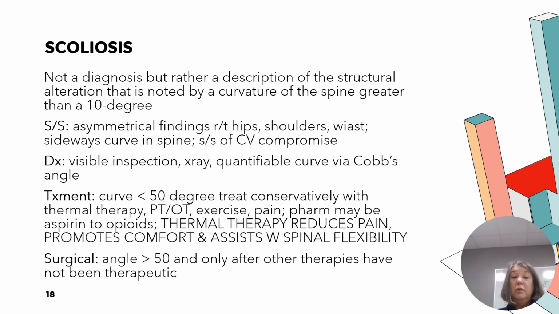So treatment for scoliosis in the adult population, if a curvature is less than 50 degrees, then they use thermal therapy, physical therapy, OT, exercise, pain management. Pharm is focused on comfort and pain. It can be aspirin all the way up to opioids, depending upon what's going on. Thermal therapy, we're going to use that to reduce pain, promote comfort, assist with spinal flexibility.